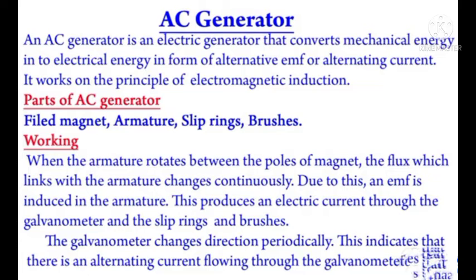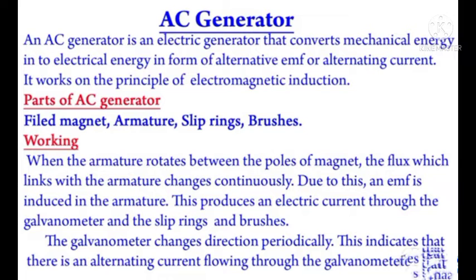What is an AC generator? Generators are of two types: AC generator and DC generator. An AC generator is an electric generator that converts mechanical energy into electrical energy in the form of alternating EMF or alternating current. It works on the principle of electromagnetic induction. What are the parts of an AC generator? Field magnet, armature, slip rings, brushes.